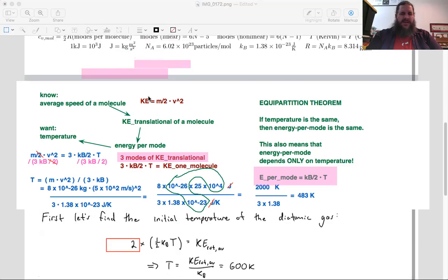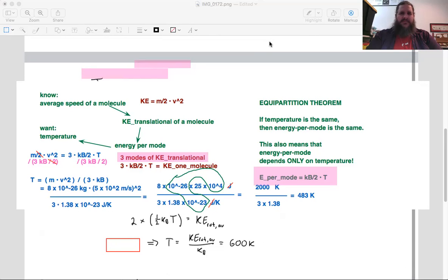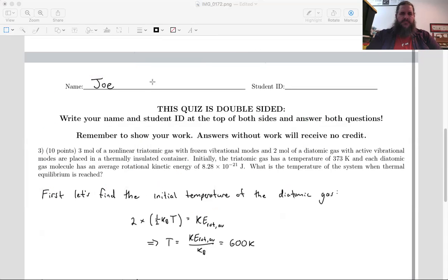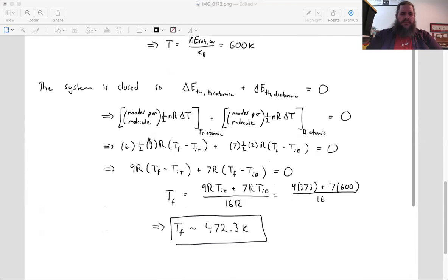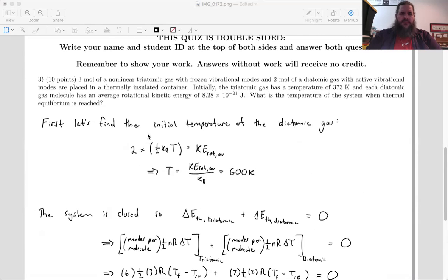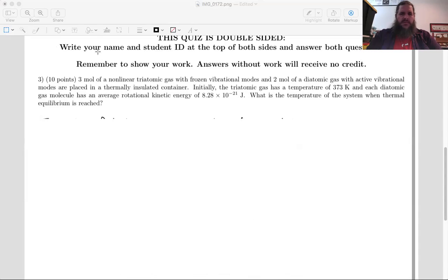All right, then let's go ahead and take a look at that next one as well. And again, let me clear this out. So here we have a nonlinear triatomic gas. We've got 3 moles of it. We know its vibrational modes are frozen, so it's only got the translational and rotational. Also 2 moles of a diatomic gas that does have vibrational modes.